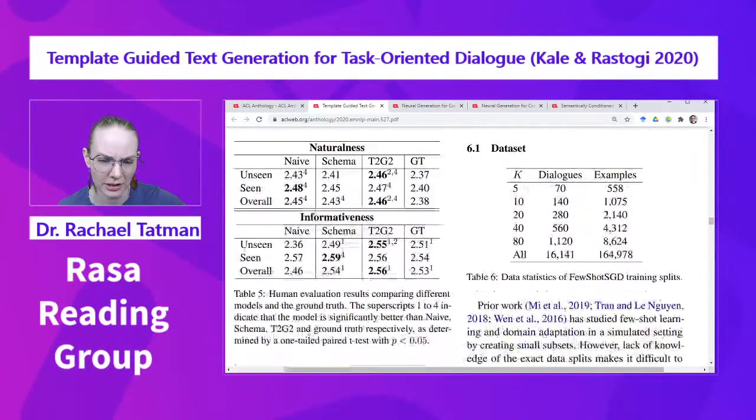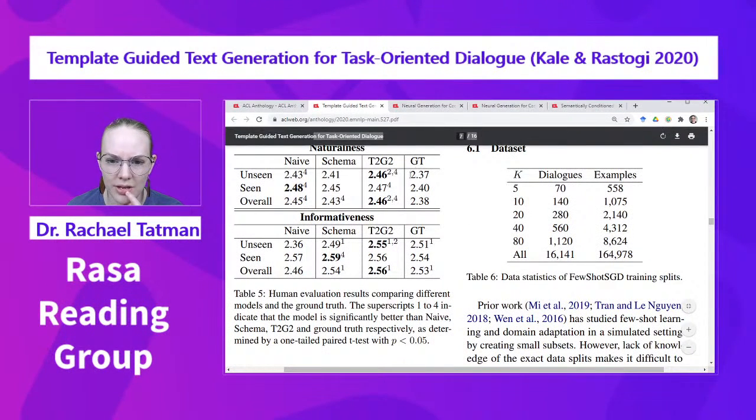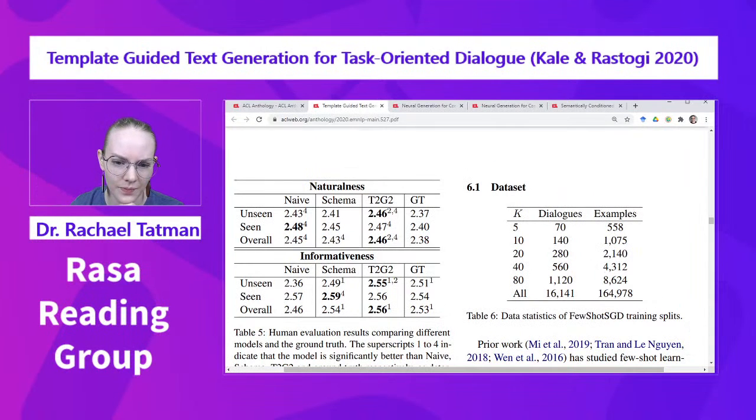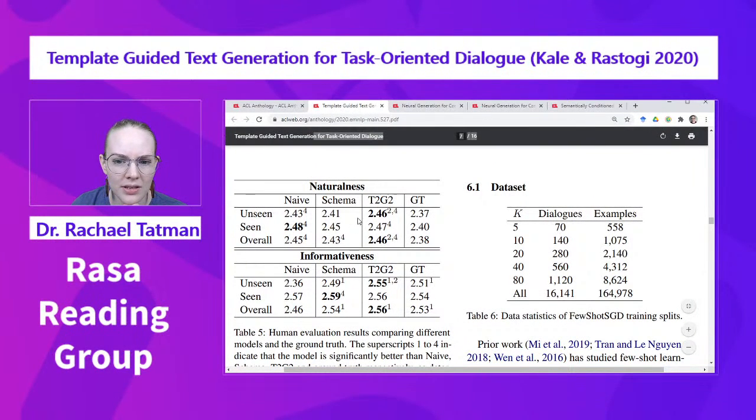Yeah, interesting. Okay, so let's take a little peek at this. So this is naturalness. Ground truth here is the human-generated utterances. For things that have been seen, the naive approach was better. For things that haven't been seen, T2G2 was better. And then overall, T2G2 is the best. So this is a 3-point scale. Although none of these, I guess they're closer to 3 than 2, right? But no, they're not. They're closer to 2 than 3.